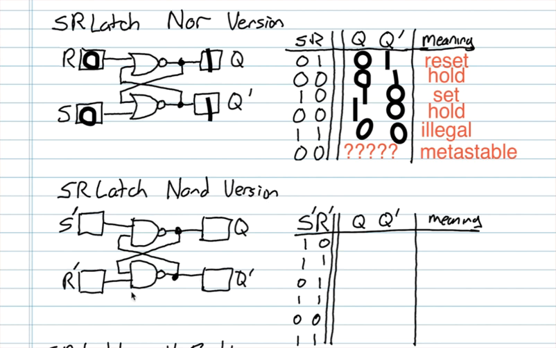That's going to be very similar. I've labeled this one S prime and R prime. You'll notice I flipped which one it is, but I've kept the Q's the same. That's because this is going to function like set did, and this like reset did, but they're going to be the exact opposite. So this will be the negation of set, and this will be the negation of reset. So if we want to have it hold, we're going to have to do 1 1 instead of 0 0.